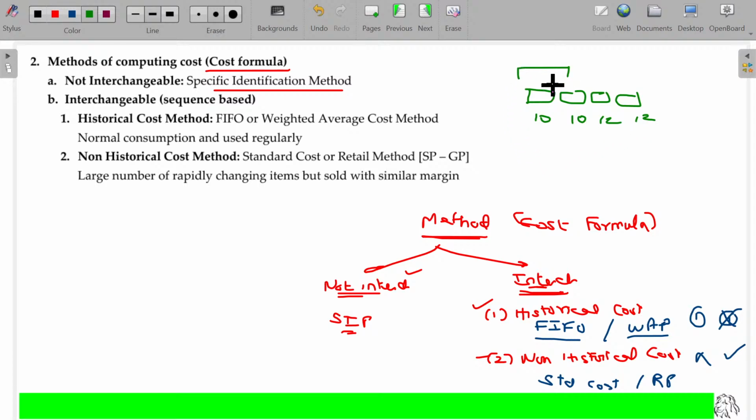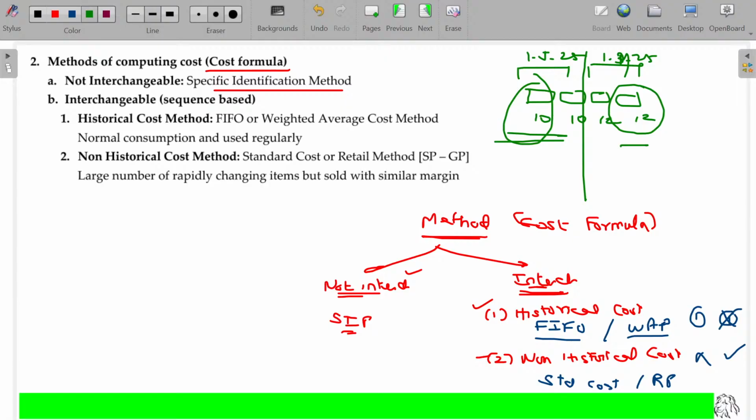These two are purchased on 1st Jan 25. These two are purchased on 1st March 25. Tell me, this will have the lesser expiry life and this will still have more expiry life. March only, no? You now identify this stock is totally different than this stock. Then if you have the unsold stock of the March item, it may be valued at 12 rupees only.